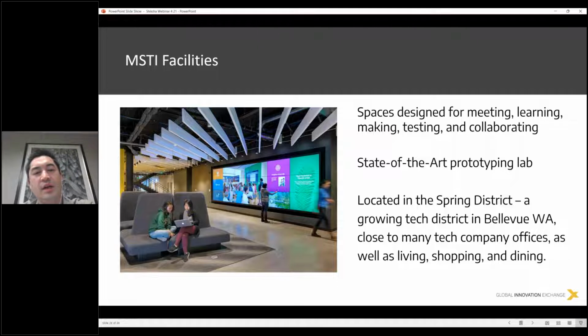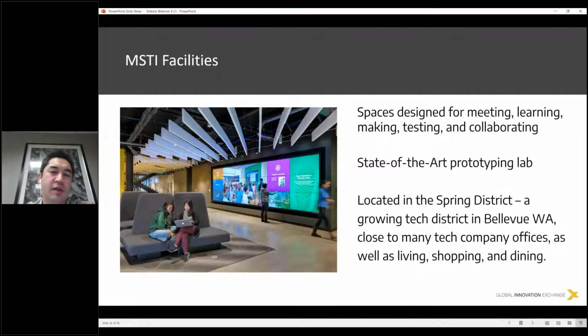So yes, all of our program is supported by a brand new state-of-the-art, well, not brand new, it was built in 2017, but very new state-of-the-art prototyping labs facility. We are located a little bit off the main campus, just across the water here in the Spring District. So we're close to a lot of tech companies in Bellevue, Washington.